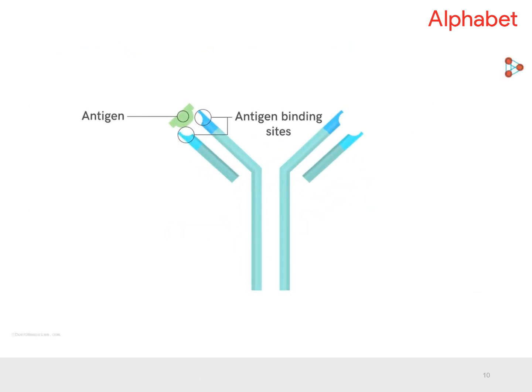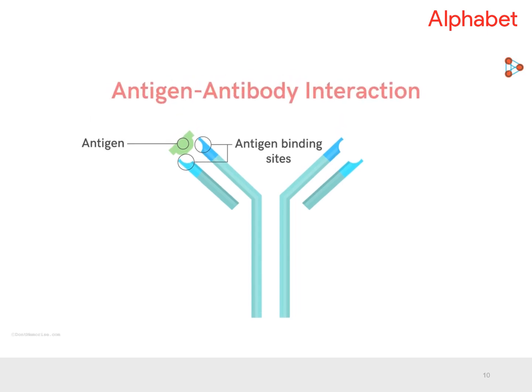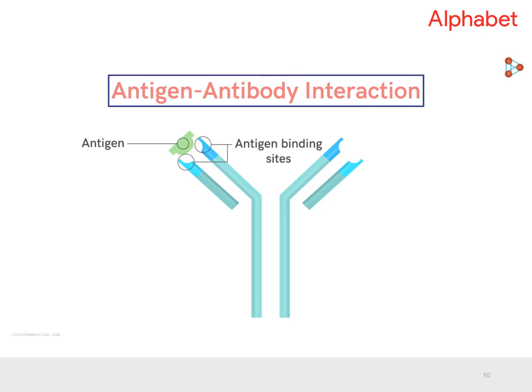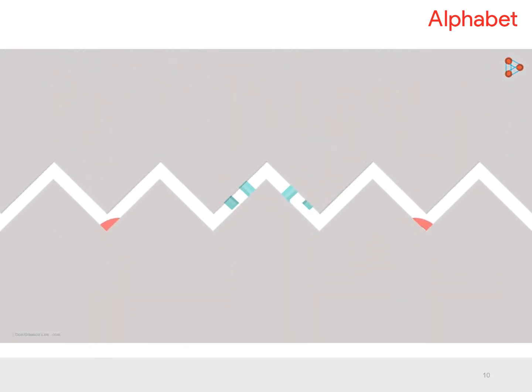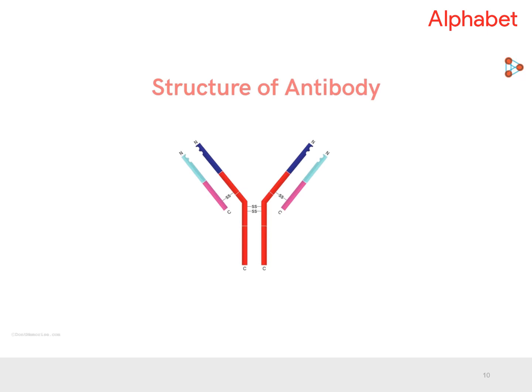We concluded the previous video with an introduction to the concept of antigen-antibody interaction. Let's have a look at this concept in detail in this video. Any idea how this interaction takes place? The answer lies in the structure of the particular antibody.